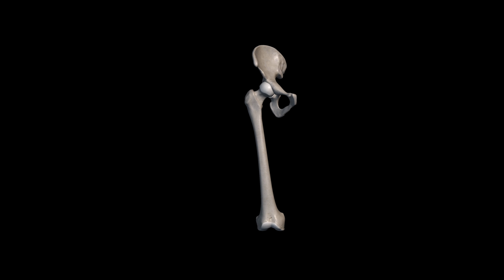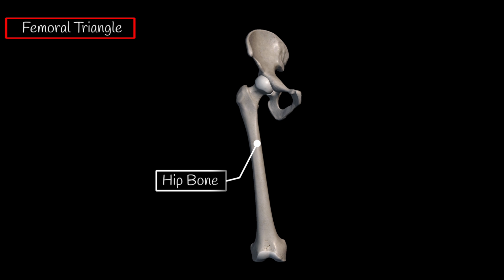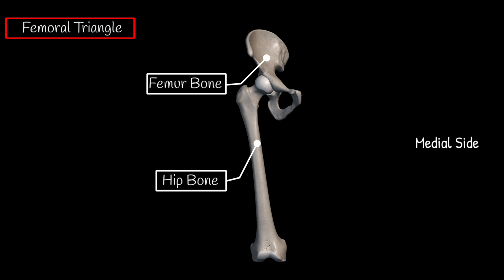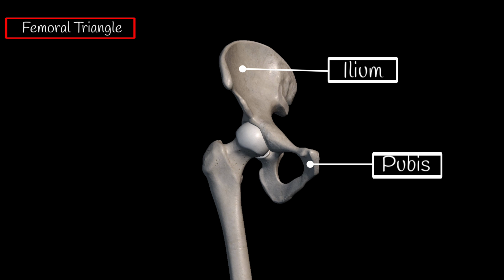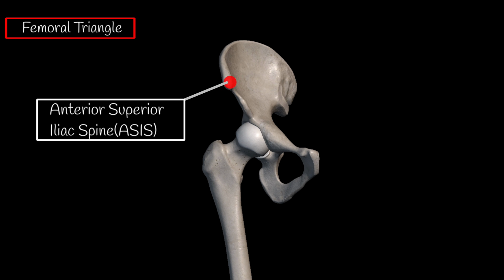Before explaining all that stuff about the femoral triangle, see the hip bone and the femur bone, the medial side and the lateral side. On the hip bone, this is ilium and this is pubis. On the ilium, we have anterior superior iliac spine, or ASIS. On the pubis, this is pubic tubercle.